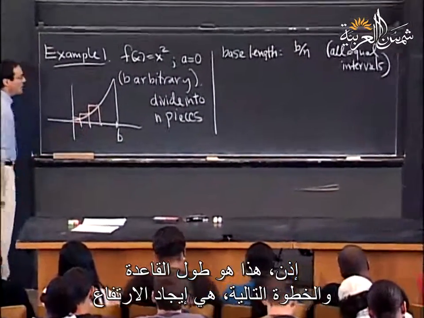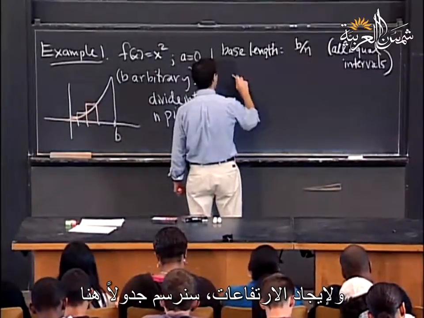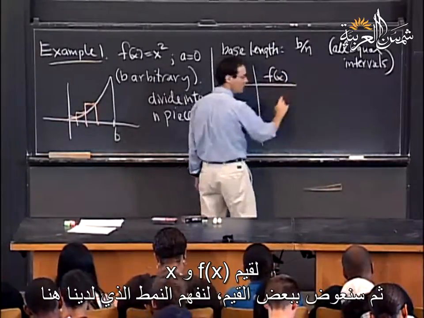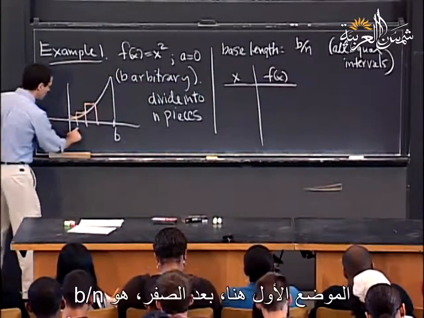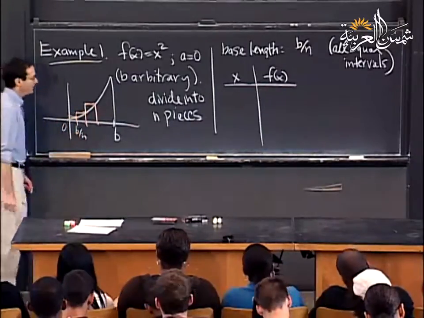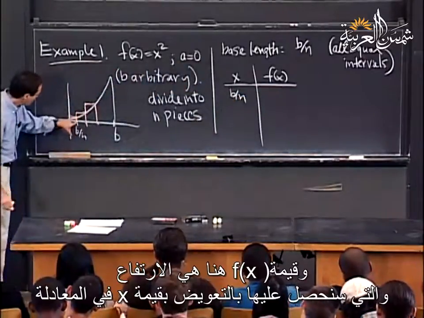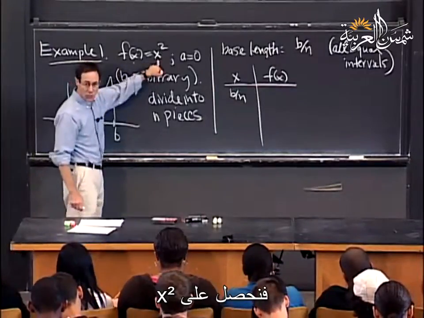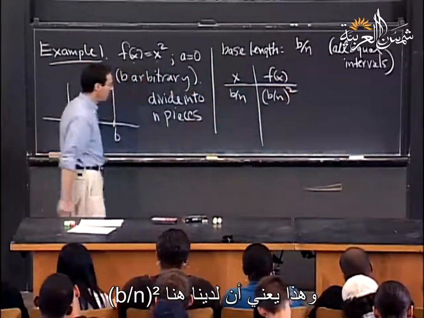And next, I need the heights. And in order to keep track of the heights, I'm going to draw a little table here with x and f of x and plug in a few values just to see what the pattern is. The first place here after 0 is b divided by n. So here's b divided by n. That's an x value. And the f of x value is the height there. And that's just, I evaluate f of x. F of x is x squared. And that's b divided by n, the quantity squared.